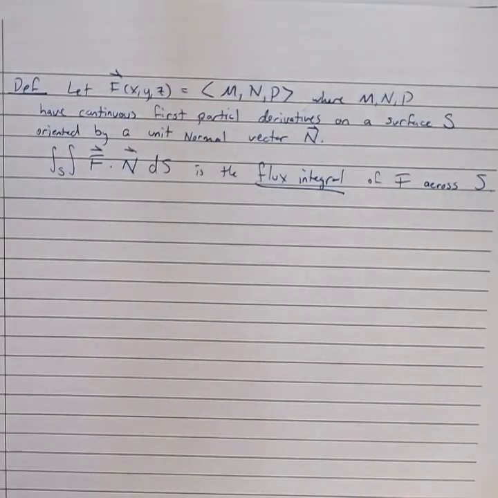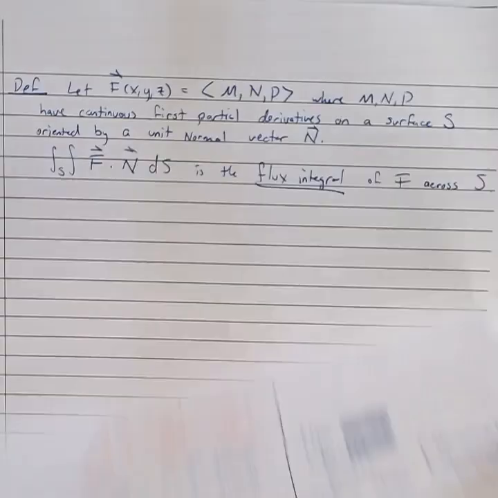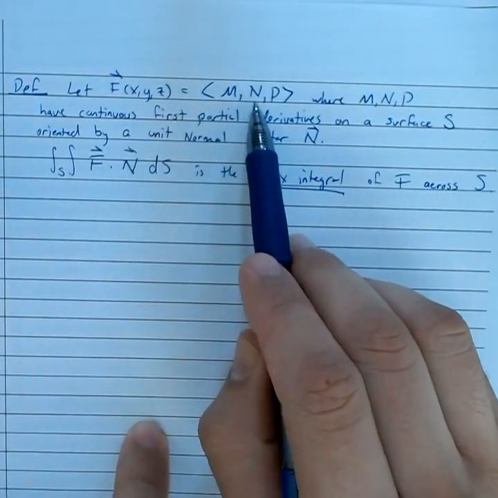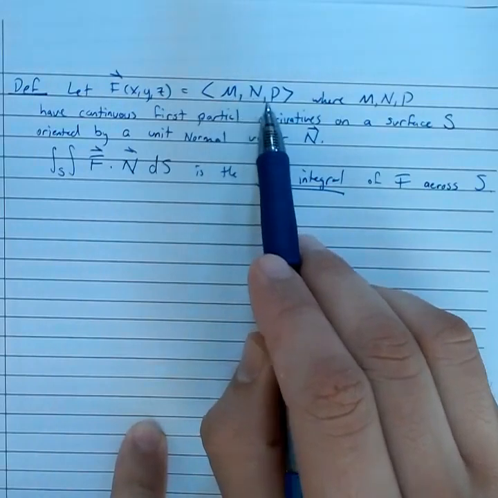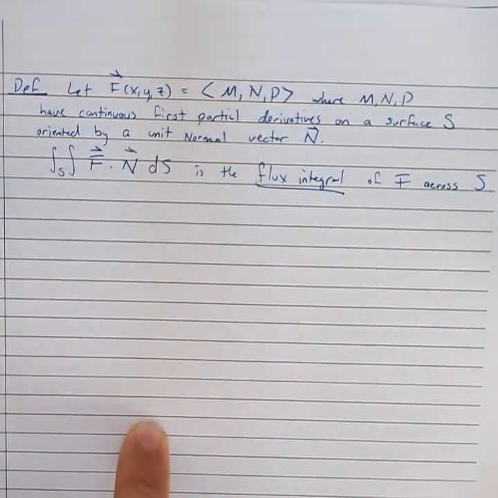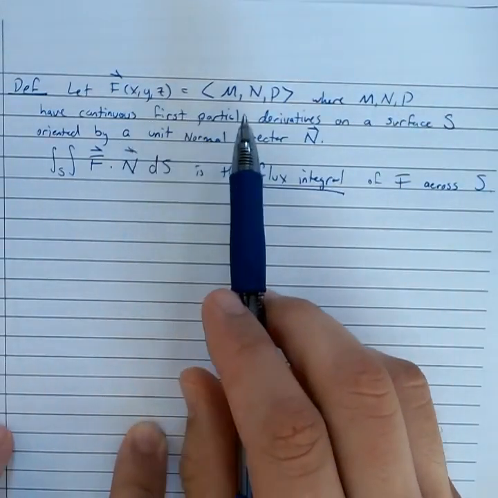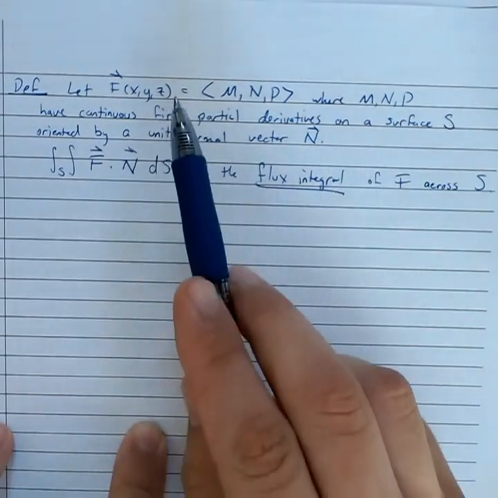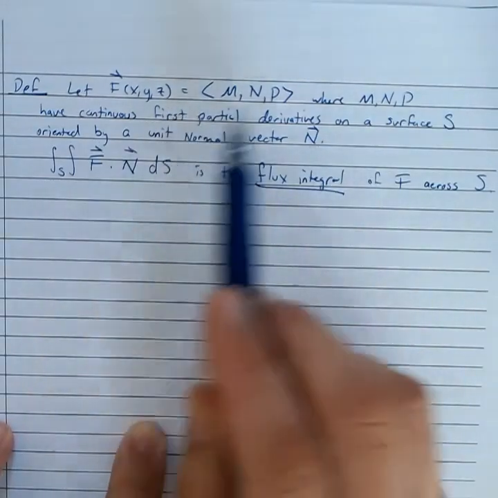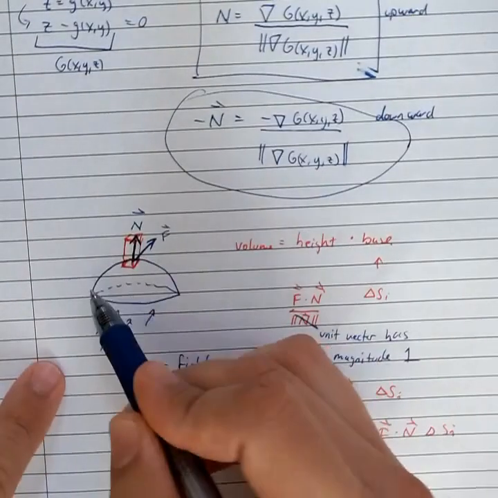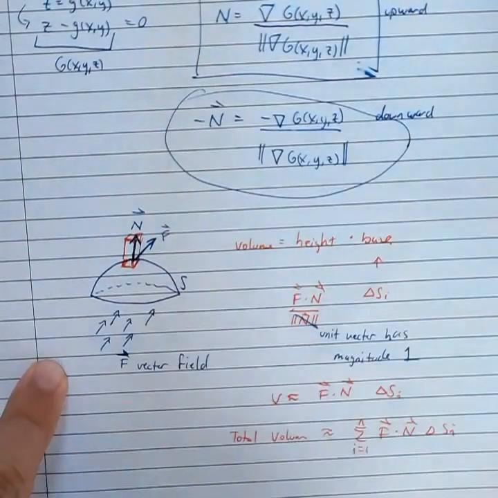Definition: let F of x, y, z be a vector field. That's our vector field, like my flowing T or whatever. Here we're going to have that vector field represented by a 3-component vector-valued function, M, N, and P. Because of the way that we're going to evaluate these, we need M, N, and P to have first partial derivatives. We need those to be continuous on the surface S. That surface S is, again, just like my strainer, just this object here. This is my surface S.